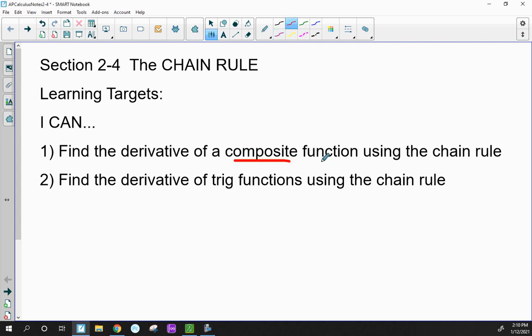Composite function from Algebra 2 means that there will be two functions in one. So think of composition like f of g of x. Number two, I can find the derivative of trig functions using the chain rule. So the entire section and all the examples that we do in the next set or two of notes are dealing with the same idea. There'll be multiple functions involved in your problem, and we're going to learn how to derive each piece.